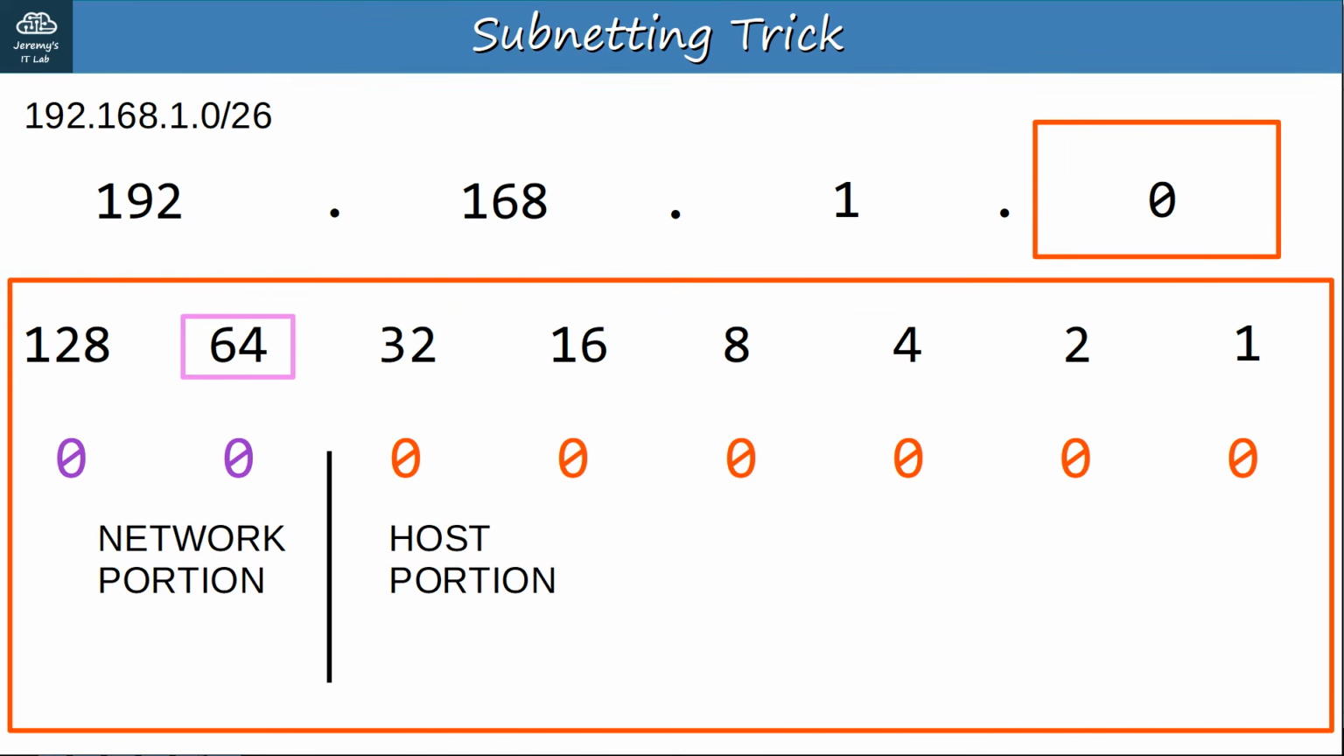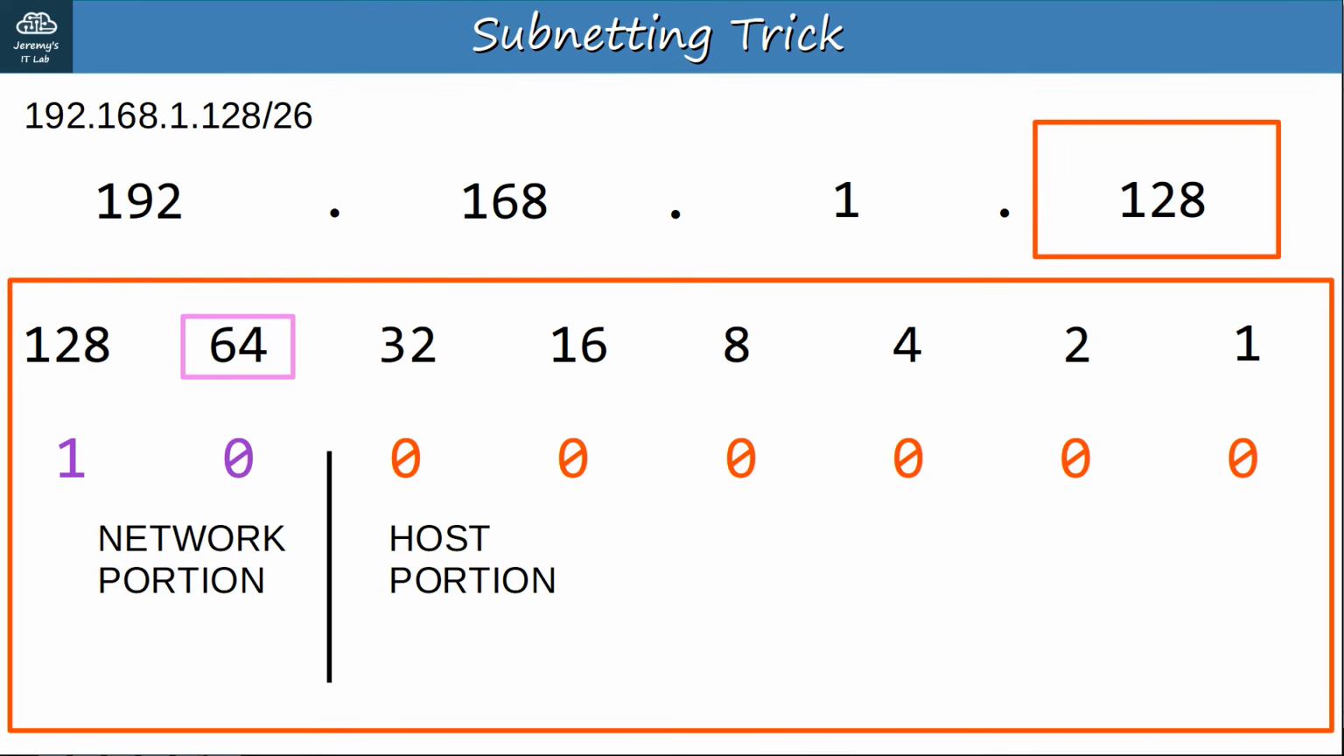Notice that the last bit of the network portion is 64. This means that, to find the next subnet, we just have to add 64. Let's see. Add 64 and we get 192.168.1.64, which is the network address of subnet 2.